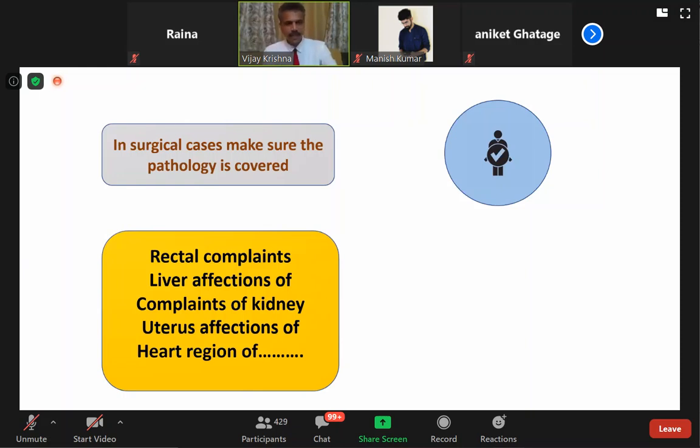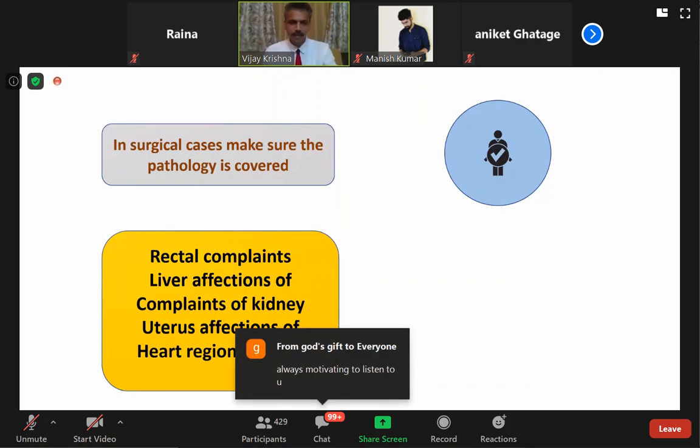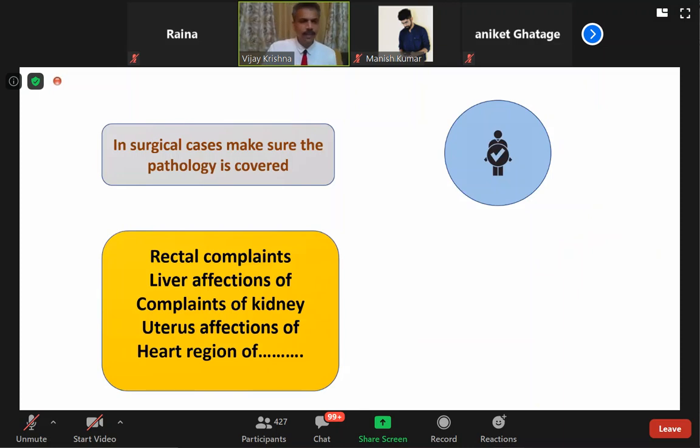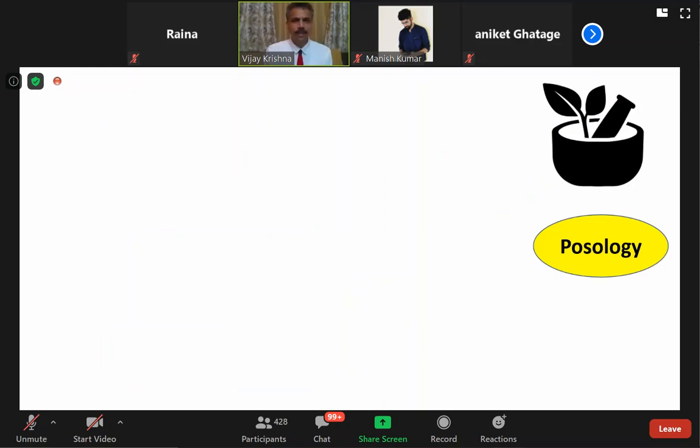If it is hemorrhoids, fissures, fistulas, you can take rectal complaints, or any surgical complaints to do with the liver area. You can take liver affections, kidney affections, heart. There's a beautiful case we had helped with Aurum iodatum. That's also there on YouTube, I'll share you the link. It's a surgical case, but I've not repeated it because it was already discussed.